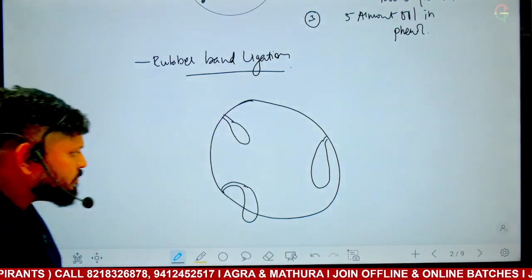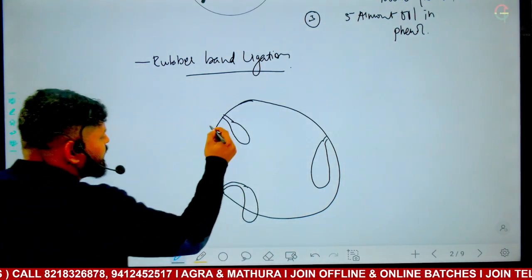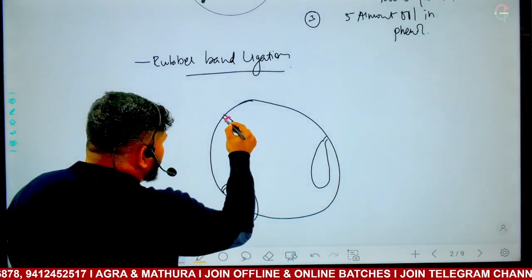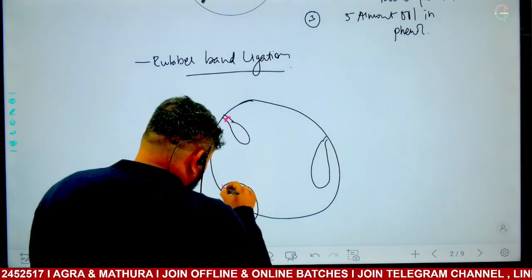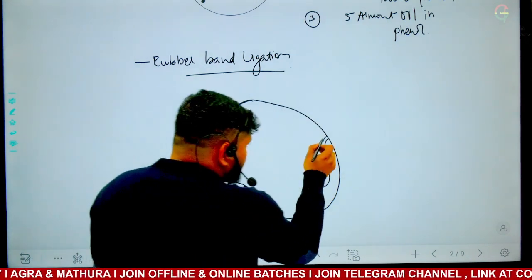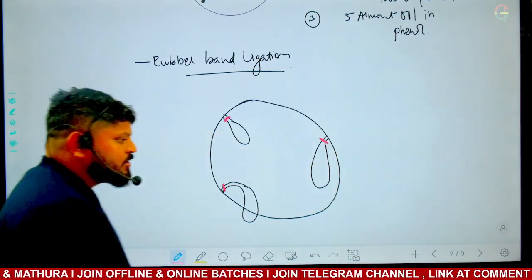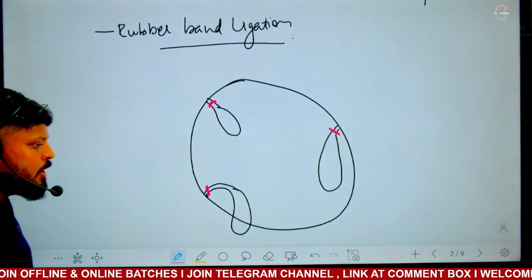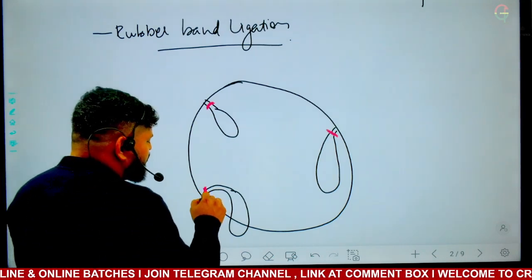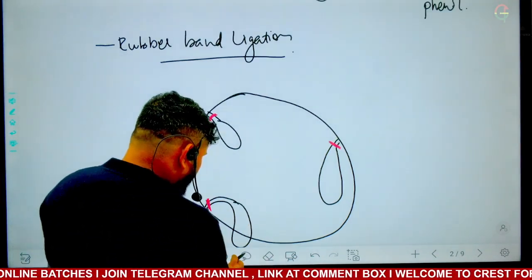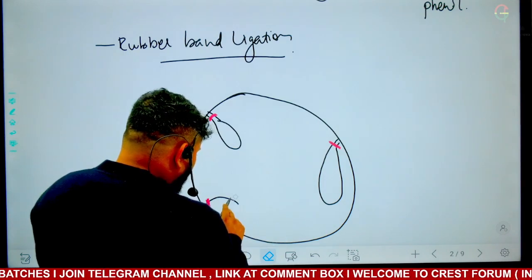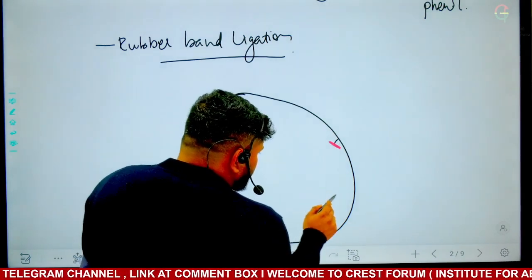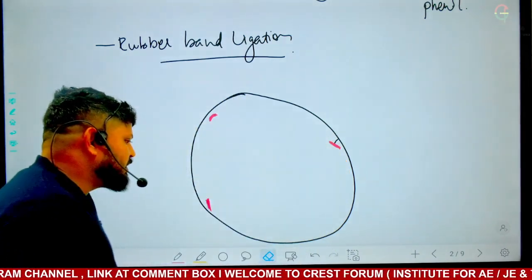With the help of the applicator, we apply a band over here on the base of the hemorrhoid, and with time it gets shed off.